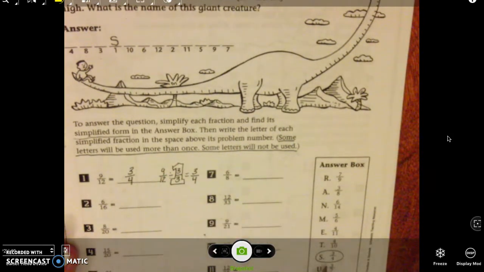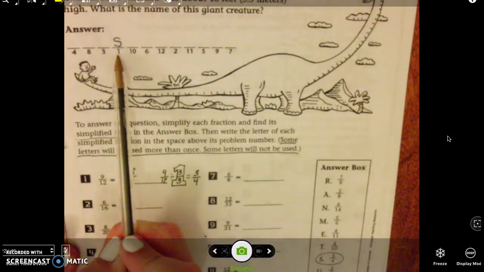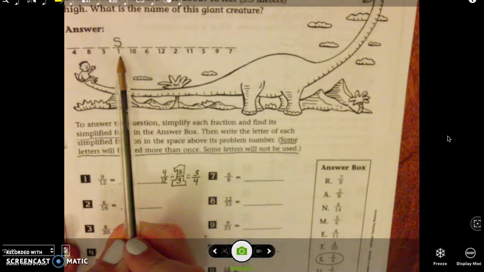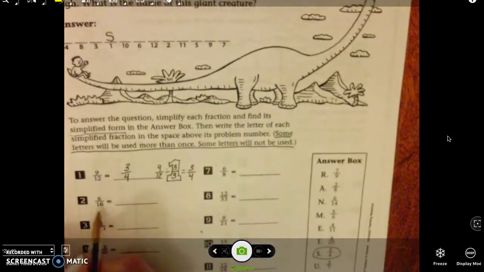So if you see, for example, here, the answer was 3/4. 3/4 corresponds with the letter S, so that means I'm going to look for the number 1. Any place I see a number 1, I'm going to write an S, and so that would be here. But things can be repeated too. So let's try this one.